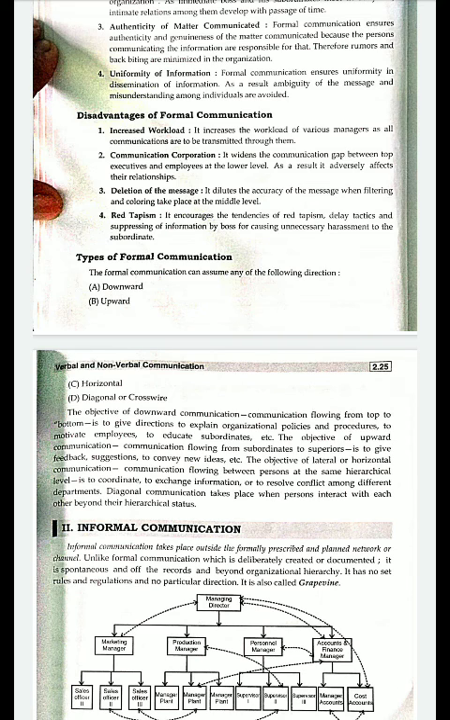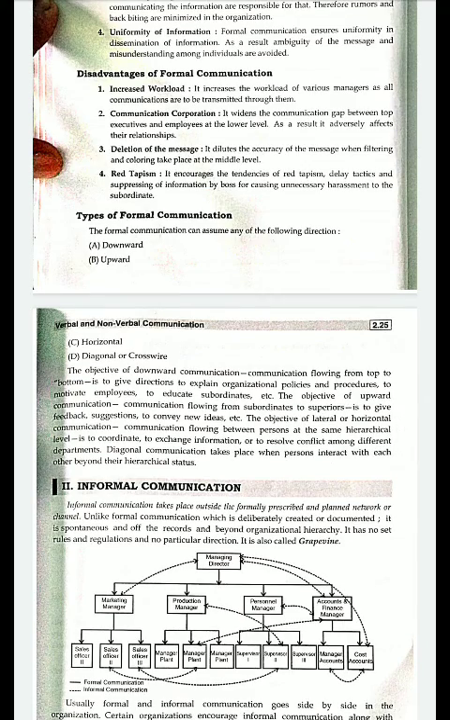We can see there are various levels in the organization. The first one is top level management, second one is middle level, and the last one is lower level management. In this way, the communication gap is widened in formal communication. And the next one is delegation of the message. If the manager delegates a message to the lower level, then the accuracy of the message cannot be good. That is why the message should flow from one department to another or one level to another. In this way, there are various disadvantages. You just go through, student.